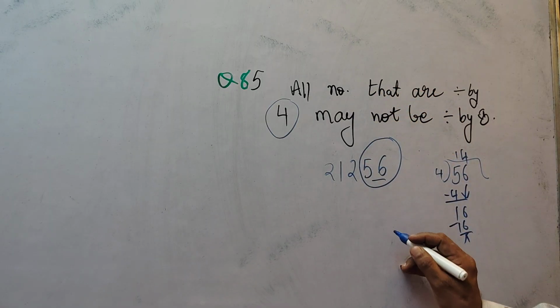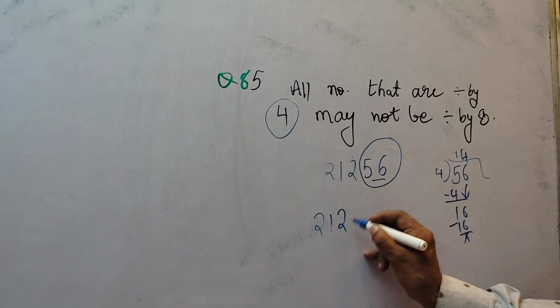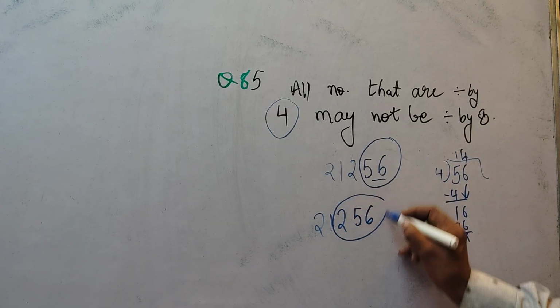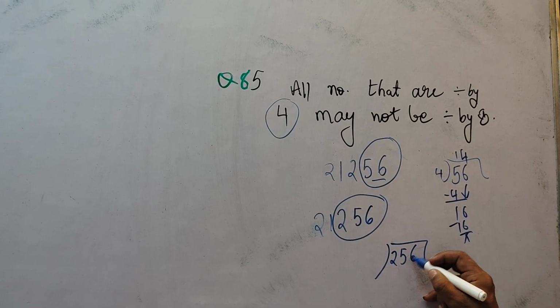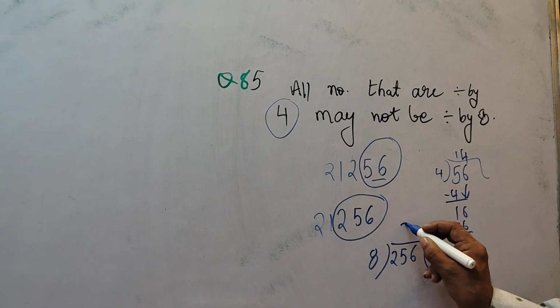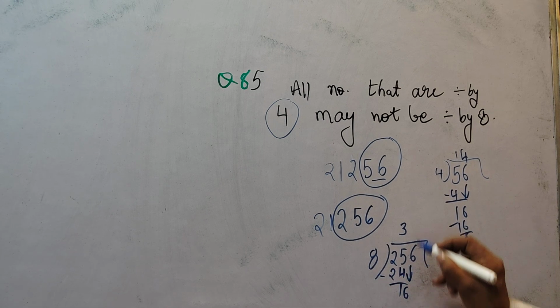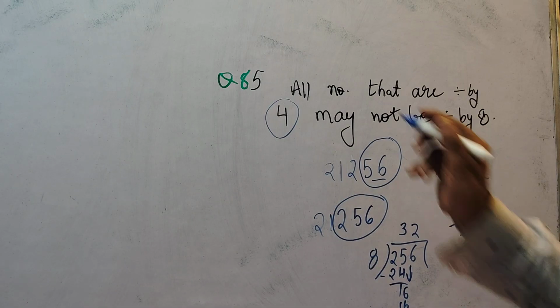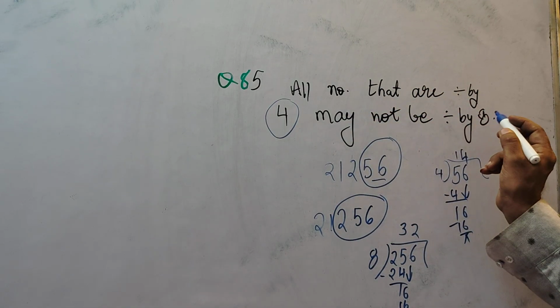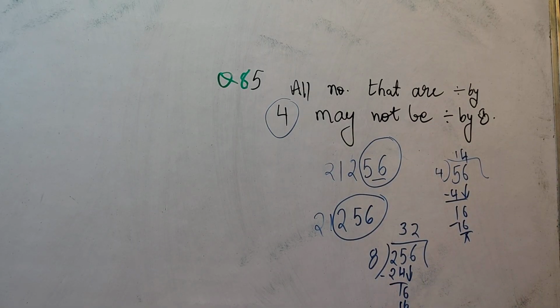And sometimes in the case of 8, we take the last three digits and divide by 8. 8 threes are 24, 1 left, 6 comes down, 8 twos are 16. It is also divisible by 8. So the question is saying all the numbers that are divisible by 4 may not be divisible by 8. Sometimes it may be divisible. So that's why it is false.